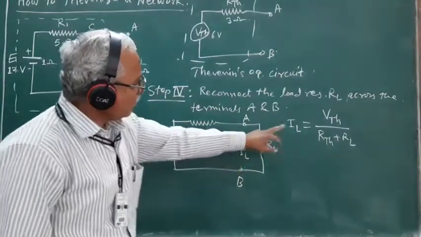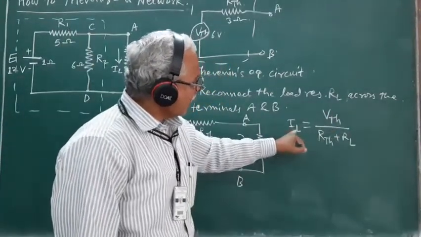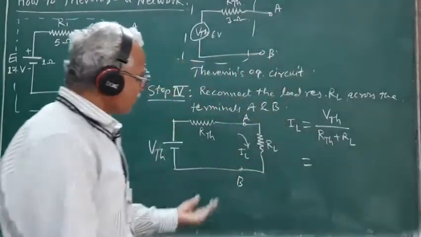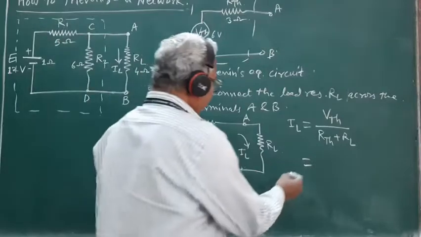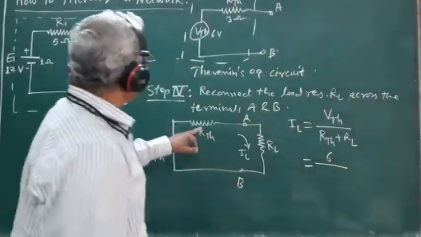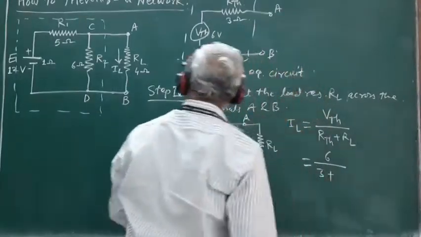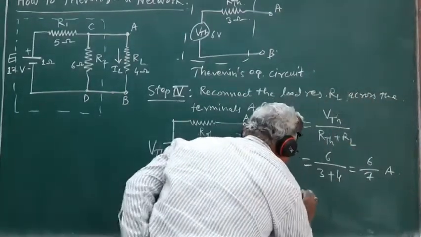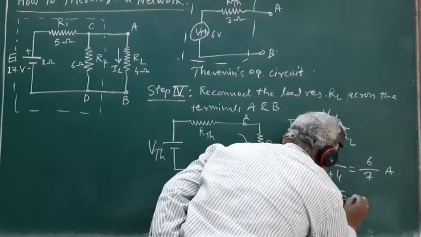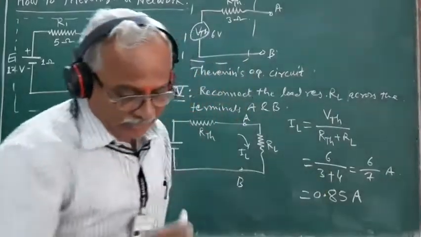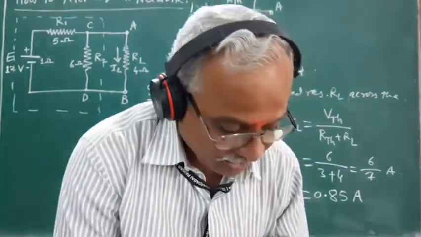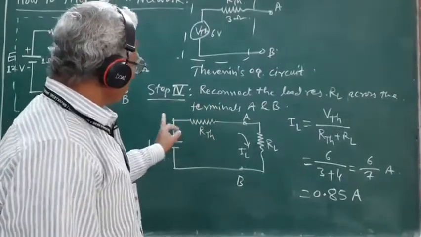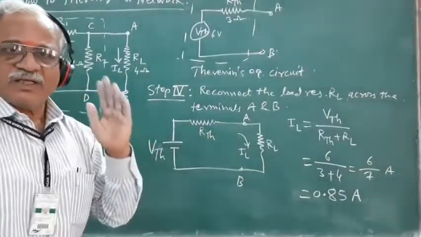So the current IL flowing through this load resistance RL will be given by the expression IL equal to VTH upon RTH plus RL. Substitute the values of VTH, RTH and RL. We get VTH is 6 volt divided by RTH is 3 ohm plus RL is 4 ohm. So this is 6 by 7 ampere, or IL is equal to 0.85 ampere. So 6 by 7 is nothing but 0.85 amperes. This is how we can find out the current flowing through this load resistance by using the Thevenin theorem.